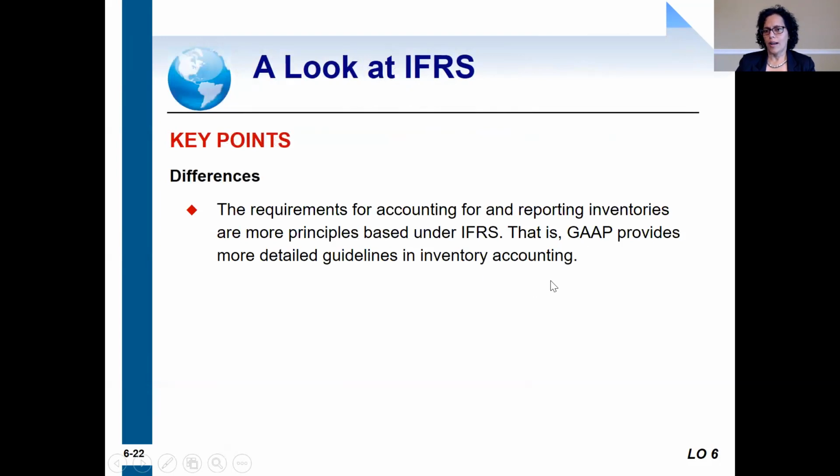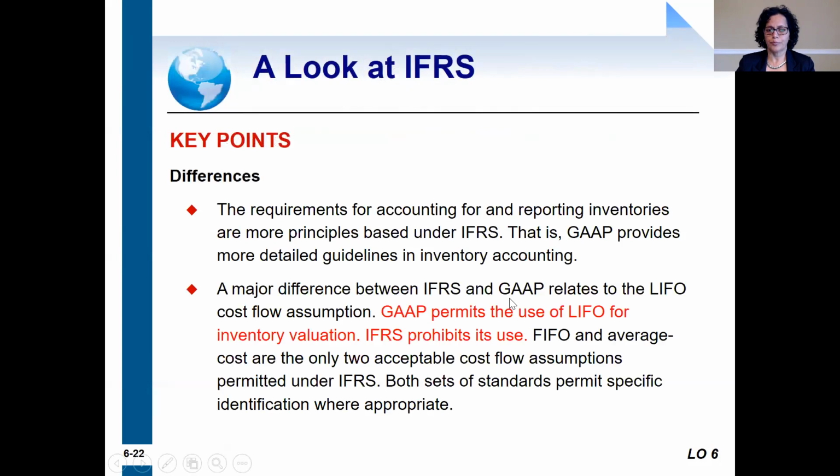We have a lot more guidelines for inventory management. If you're an accounting major and get to intermediate accounting, we have 2 full chapters devoted to just this inventory valuation. Another major difference is this LIFO that I kept talking about. GAAP allows LIFO. That's in the US, we allow LIFO. The IFRS prohibits its use. It is not allowed. No other country in the world that follows the IFRS rules, which is a majority of them, uses LIFO.